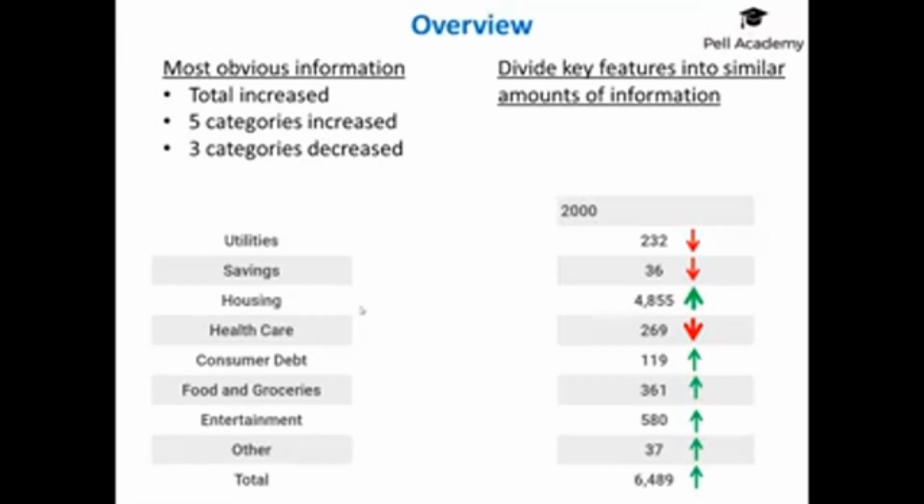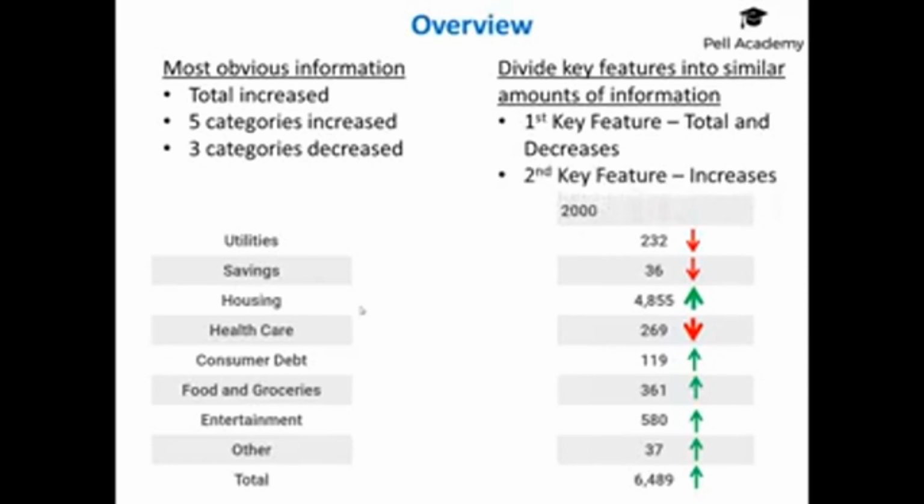So I'm going to have 2 key features, and I want you to just decide on what's going to go in the first key feature, what's going to go in the second key feature. So again, pause the video, make your own notes, and press play when you're ready. What I've done with my key features here is I put the total and the decreases together because that's giving me like 4 figures to deal with, or at least 4 contrasts between the first year and the second year. And then I'm going to put my 5 increases into the second key feature. So that's how I'm dividing it up.